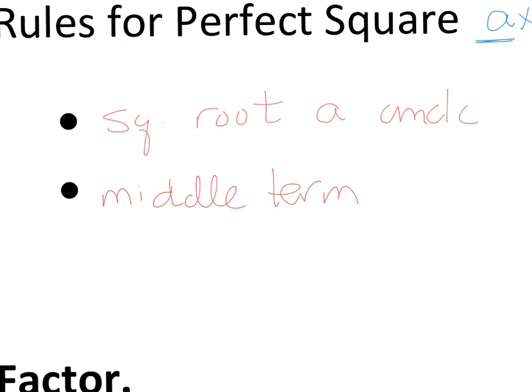What we want to do is take the square root of the first, a, times the square root of the last, c, and then multiply that by 2. That should always get us to the middle term. If it doesn't, then it's not a perfect square. Basically, I'm just going to teach you a way to shortcut factor. It doesn't always work, obviously, but it will work sometimes.